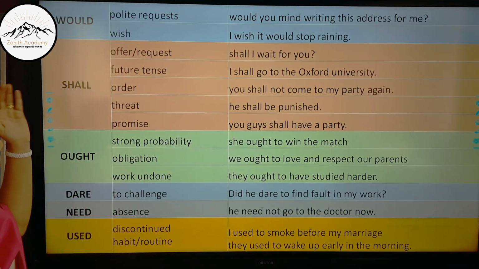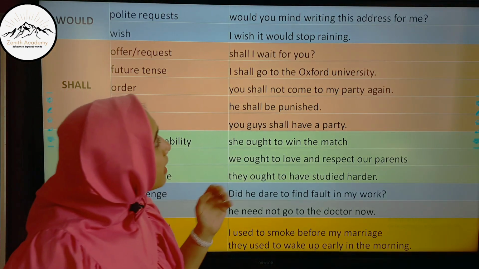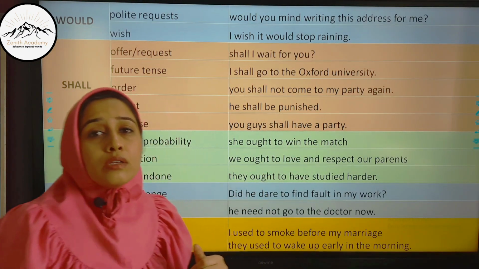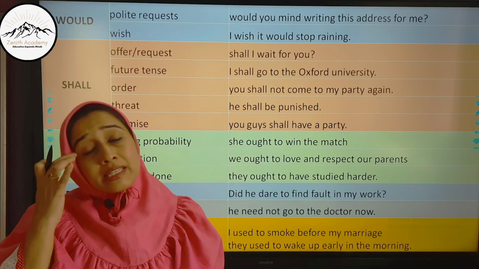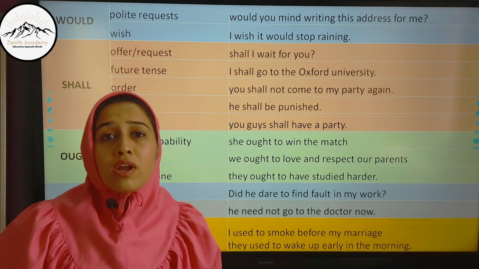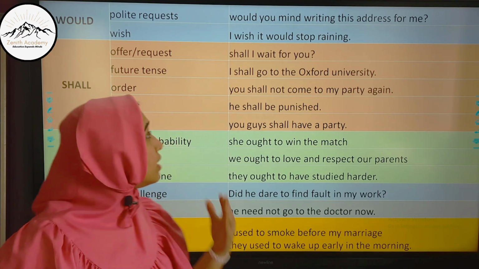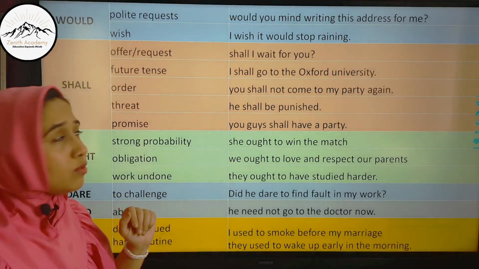The next one is would. Would is used for polite request. Would you mind writing this address for me? So when you say write this address for me, it sounds rude, but when you are asking for some help, we always have to be polite. So there the modal auxiliary would is used.